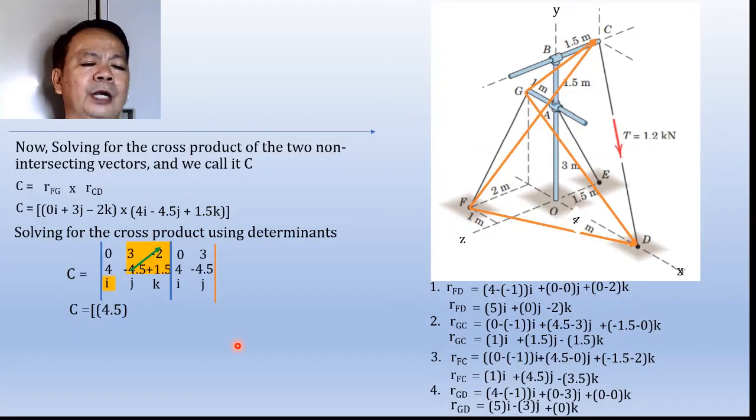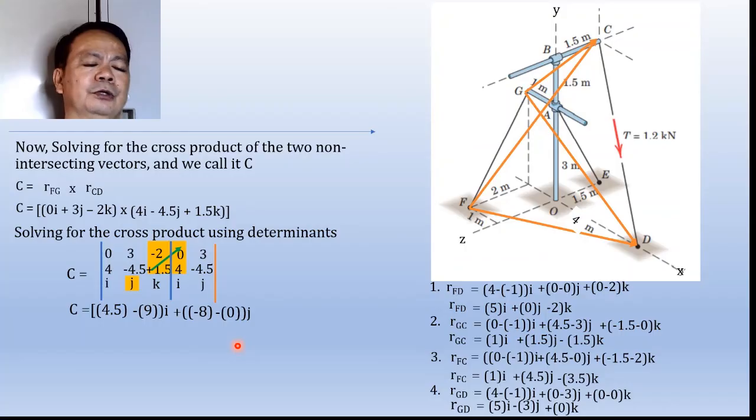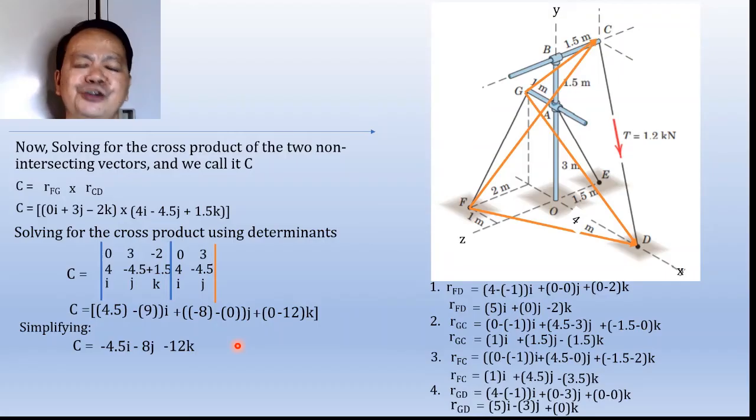While this one we have a negative 9. And for J, we shall have this value that becomes negative 8, while this one shall be equal to 0. So that for K, we shall have this as 0 and this at negative 12. So when we simplify that, then this becomes C equal to negative 4.5i, minus 8j, minus 12k. This becomes now the cross product of the two non-intersecting vectors expressed in terms of vector notation.